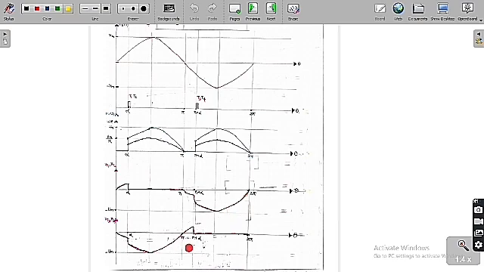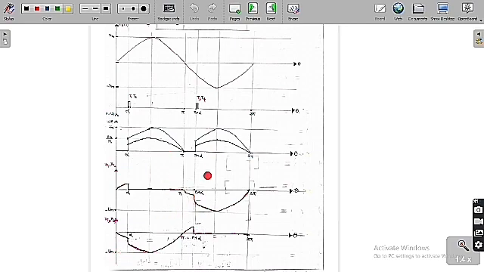Whereas for T3 and T4, after pi they are going to face a forward blocking voltage which is half of the supply voltage, so they will be in this format. Again from pi plus alpha to 2 pi they are triggered, so they will be short circuit, meaning they are on, so the voltage drop across them is 0. From 0 to alpha they face a reverse voltage, whereas from alpha to pi they face the supply voltage itself, so minus Vm.